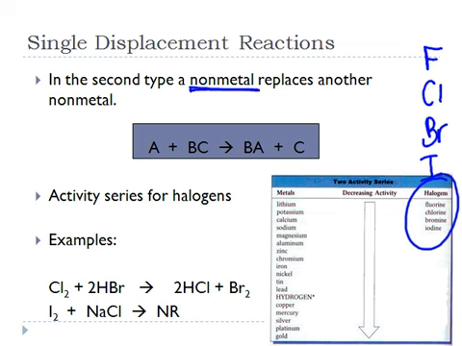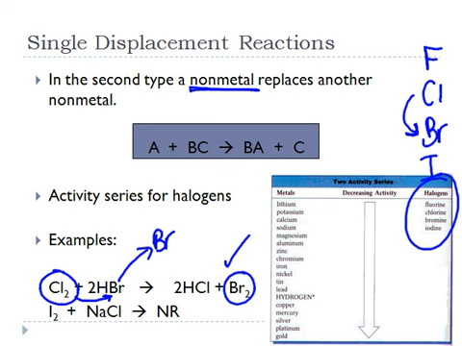So same rule applies. An element will bump out anything as long as it's below it on the periodic table. So example, chlorine is going to try and bump out another nonmetal. In this case, it's going to try and bump out bromine. So is bromine below chlorine? Yes, in fact it is. So this reaction will happen. Bromine will end up all by itself, and my chlorine will bond with my hydrogen.